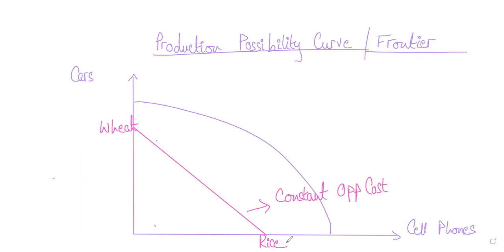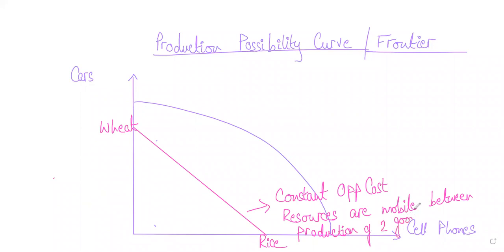Okay, so let me remind you. The other feature of a straight downward sloping line is that resources are mobile between production of the goods, which means that you can switch resources between the production of the two goods. So constant opportunity cost was one, and resources are mobile between production of two goods. That is why I said that these two products are related.